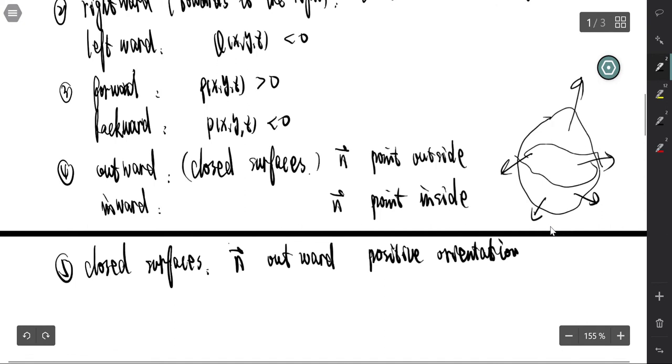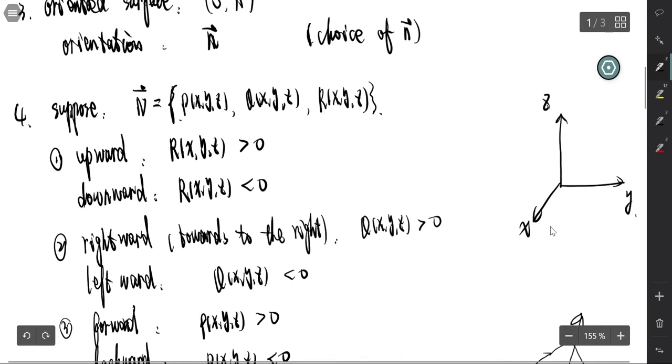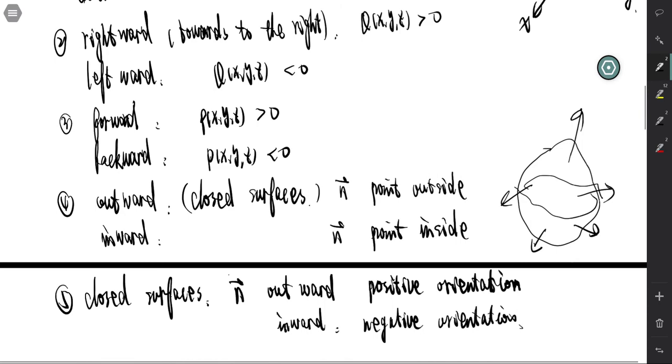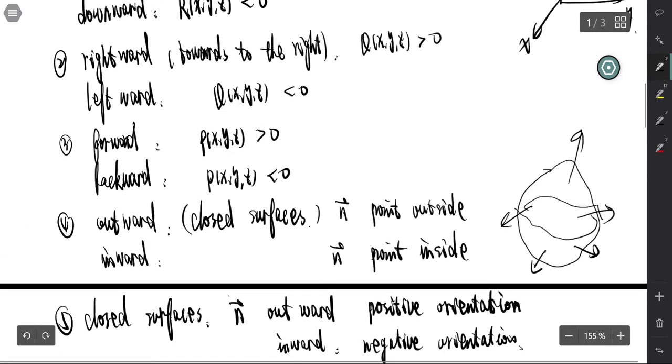For open surfaces, we can choose which is the positive orientation, but for closed surfaces, N is always chosen to be outward as the positive orientation, because we cannot see inside the surfaces. For example, if you want to paint a closed surface, we can only paint the outside. That's the natural choice. And if it's inward, we call it negative orientation. That's from the three components: upward, downward, rightward, leftward. That's the orientation.